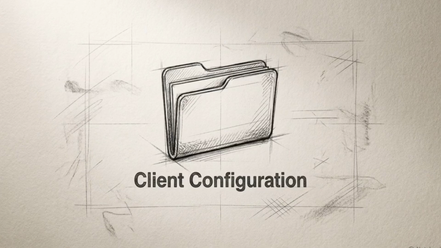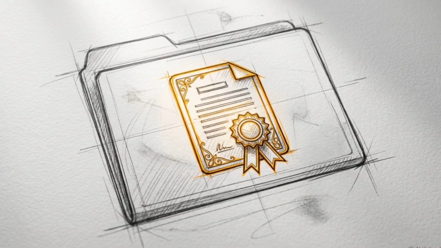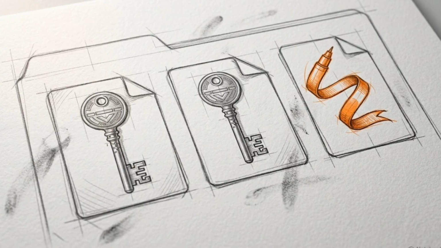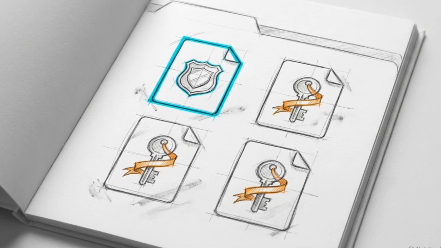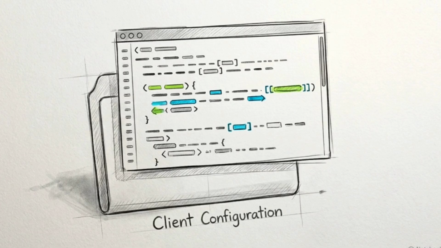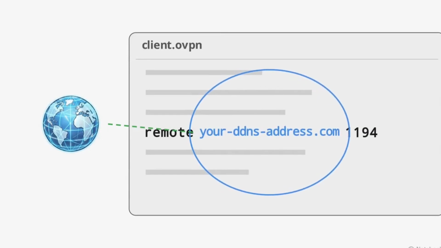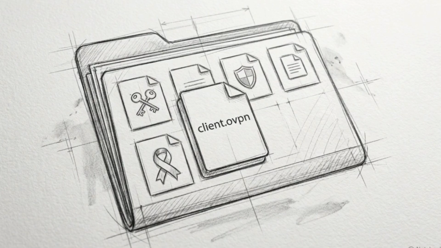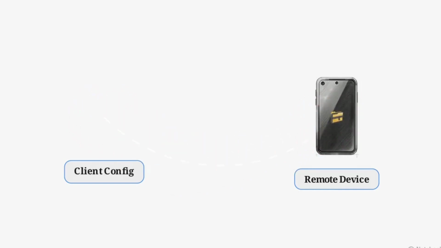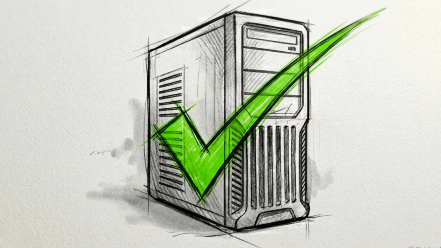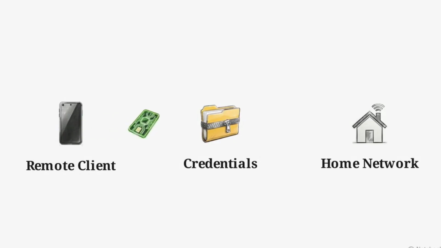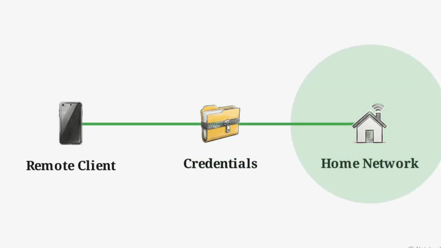Create a folder on your desktop and copy in the root certificate, the client key, and the TLS authentication key you generated earlier. Create one last text file in Notepad for the client configuration, making sure to enter your server's public IP address or dynamic DNS hostname. Save it as a .ovpn file inside that client folder and transfer the entire folder to your remote device. The server configuration is now finished. This exported folder contains the specific credentials your client needs to authenticate and establish a connection to your home resources.